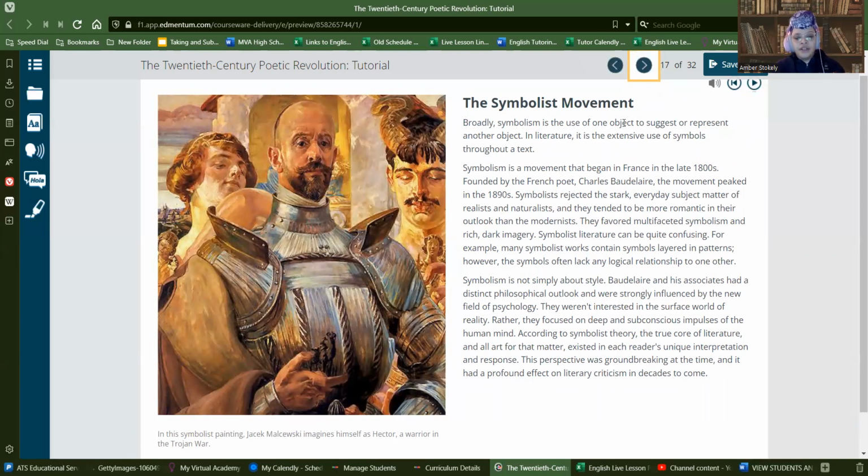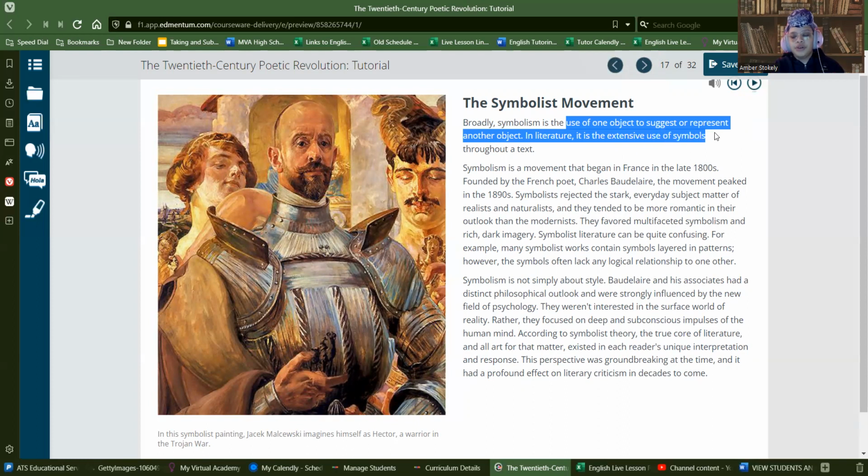So they give you the broad definition of symbolism at the beginning. We did go over it a little earlier, like the example of the eagle to represent freedom. But the official definition they give you here is the use of one object to suggest or represent another object. In literature, it's the extensive use. Remember the word recurring from earlier. So it has to show up over and over again in a text.